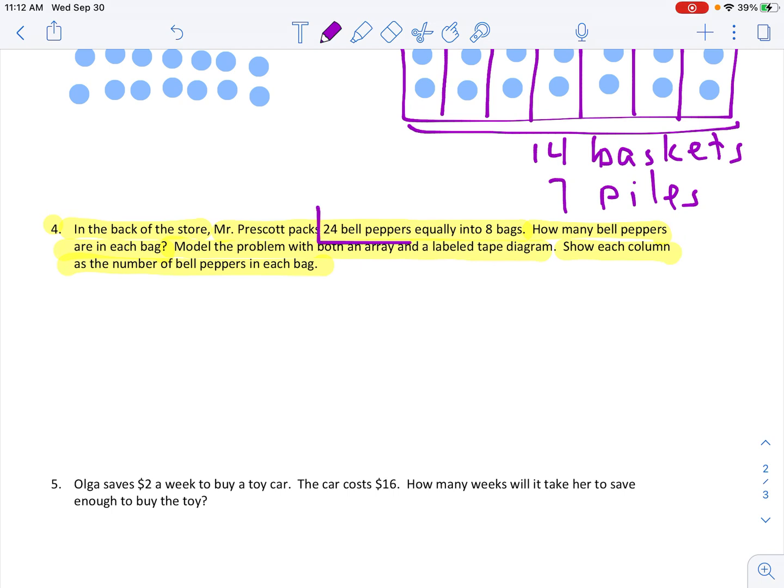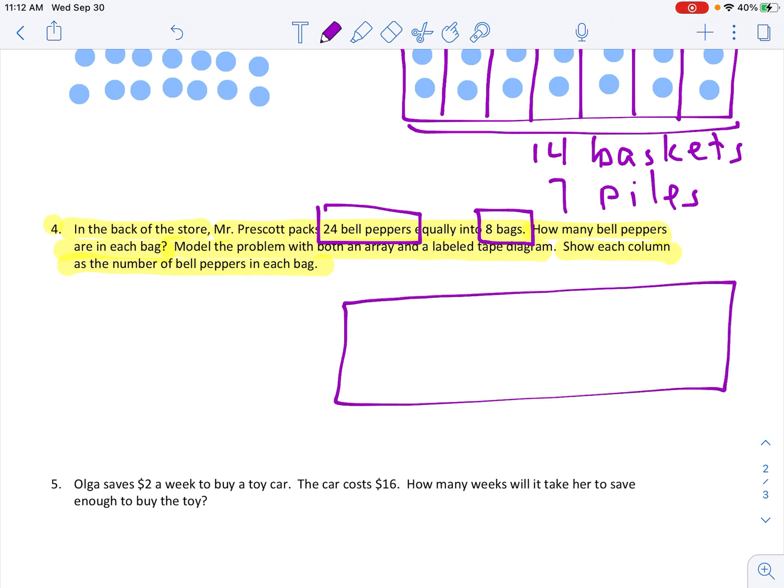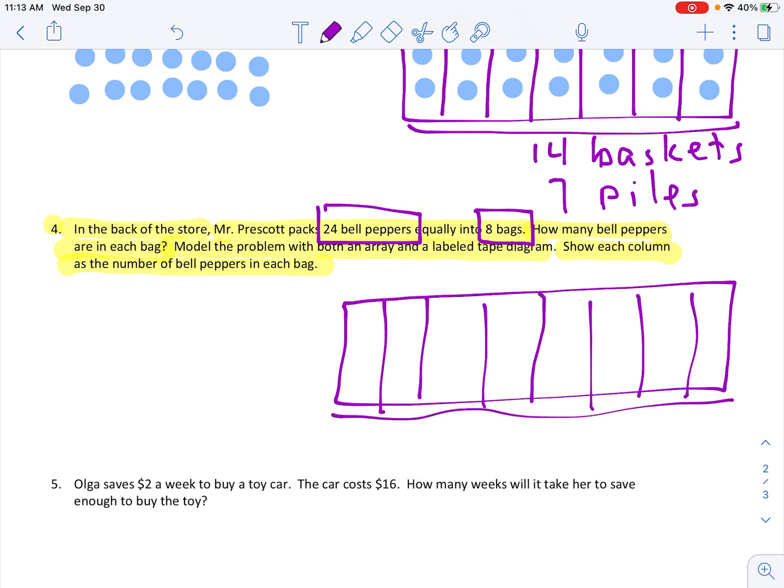I've got 24 peppers and I have 8 bags. Again, I'm going to do my tape diagram first because on this problem and the problem up above it, number 3, it made more sense for me to do this first because I understand what's happening. I need 8 bags. There's 2 bags. There's 4 bags. There's 8 bags.